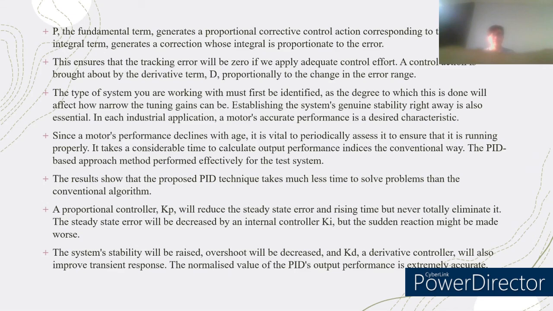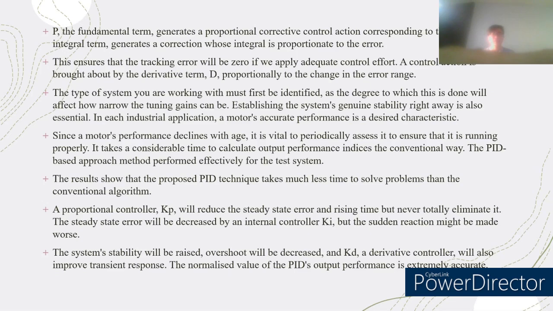The type of system we are working with must first be identified, as the degree to which this is done will affect how narrow the tuning gains can be. Establishing the system's genuine stability right away is also essential. In each industrial application, a motor's accurate performance is a desired characteristic. Since a motor's performance declines with age, and as the years go by, it is vital to periodically assess it to ensure that the motor is running properly.